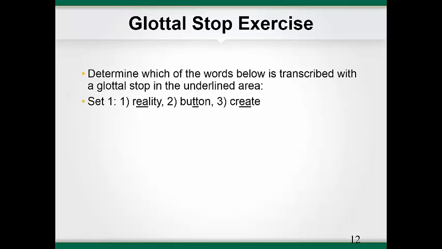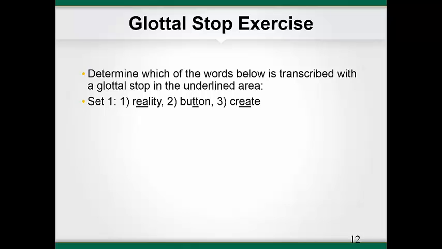Your textbook has some good exercises for learning to hear the difference between the glottal stop, the T, the D, and the alveolar flap. But here are a few examples. In this exercise, your job is to determine whether a glottal stop should be transcribed or not in the underlined portions of the words I pronounce. Here's the first set: reality, button, create. Back up and play the words again if you need to. Pause the recording and write down your answers.